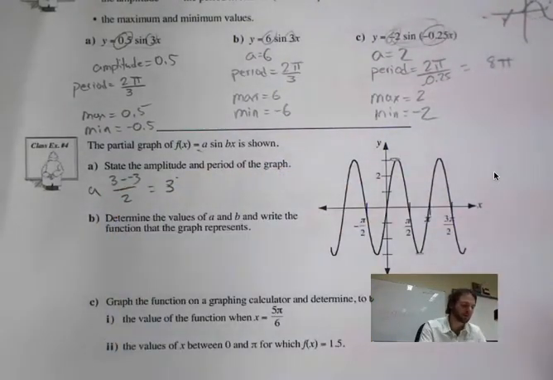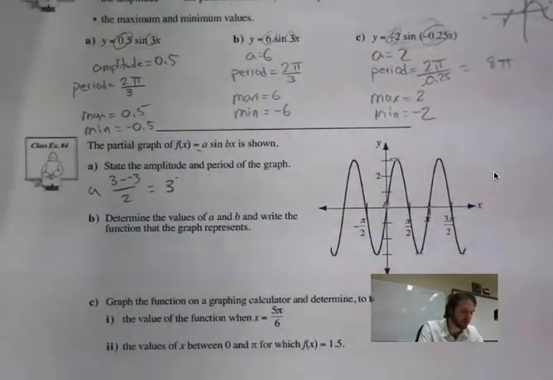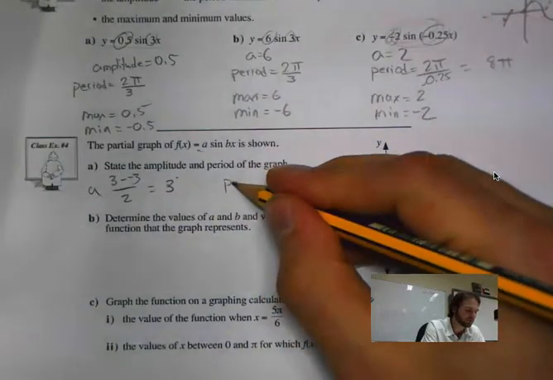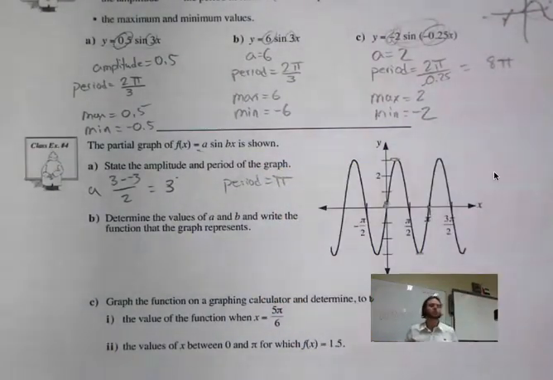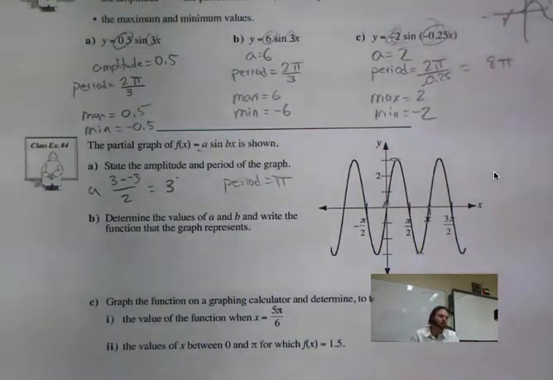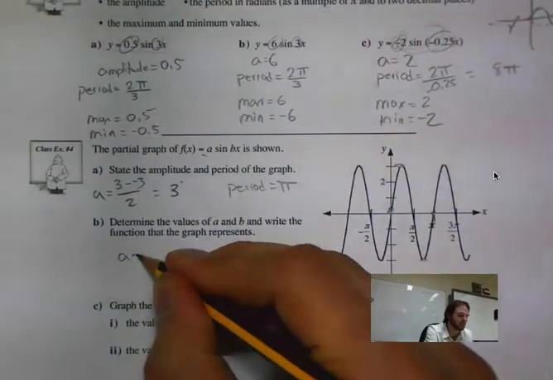Now let's find my period. My period, to do one cycle, well, it goes from here to pi. My period is equal to pi. Now it says determine the values of A and B. Well, I found A is my amplitude, so A is equal to 3.